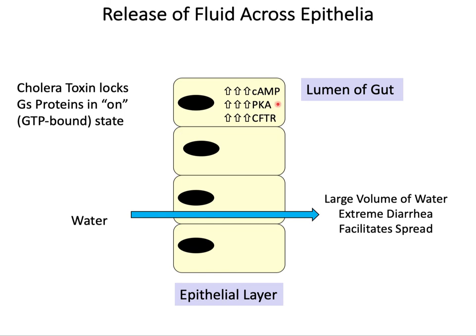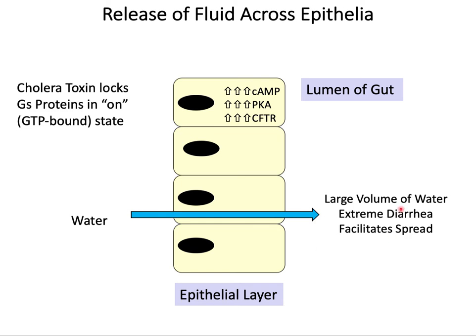And in this case, you have a significant amount of chloride being released from the cells, followed by sodium, then followed by water. So you have a very large volume of water. You have very severe diarrhea.